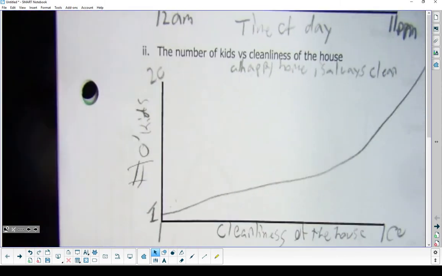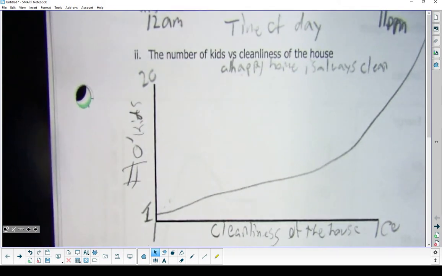John, why don't you come up and show me yours? Show the class yours. Mm-hmm. And after John, Kai, would you come and show us yours? It's a happy home. A happy home is always clean. Because, you know, if you don't clean up, your mom's going to hit you with the chancla. So the more kids you have, the cleaner it will be. Okay. Okay, Kai.